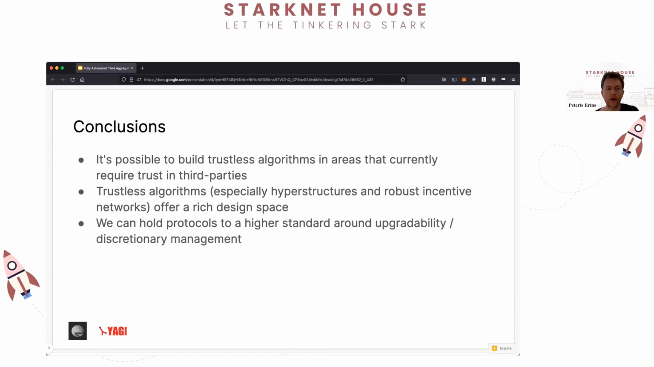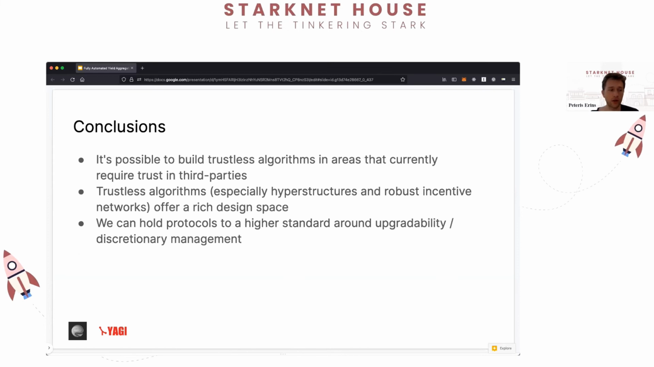In conclusion, I think it is possible to build trustless algorithms in areas that currently require a lot of trust in third parties. And I've shown, I think, a thinking process for how we can do that. Trustless algorithms offer a very rich design space. This is just one example where you need to use keepers and oracles and off-chain learning to really make this trustless. And I think it's similarly challenging for a lot of things that we currently don't have answers for.